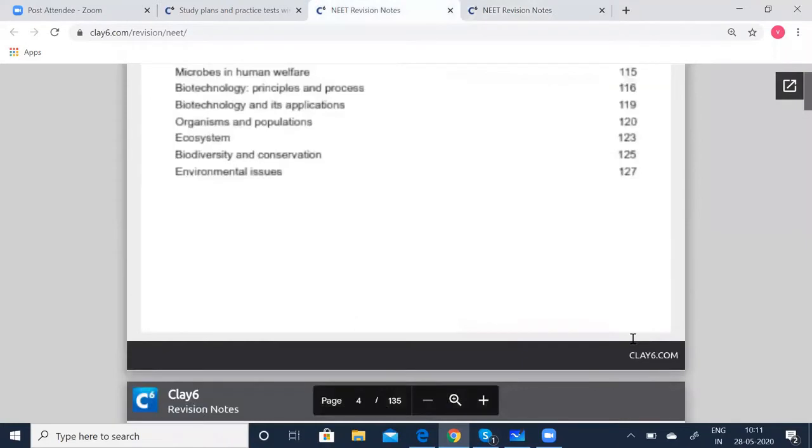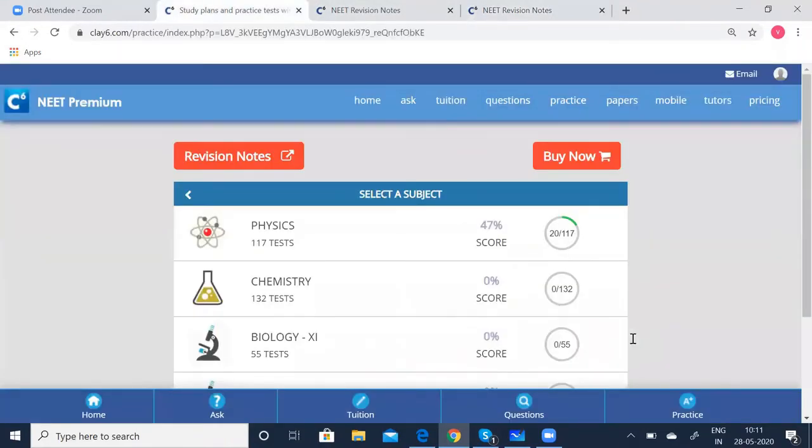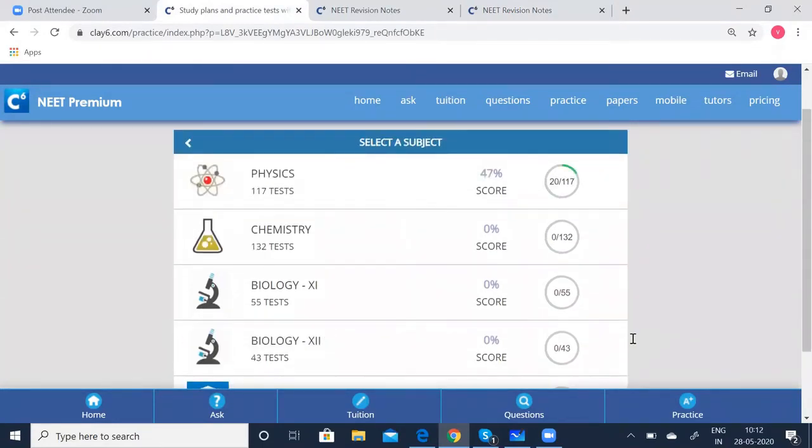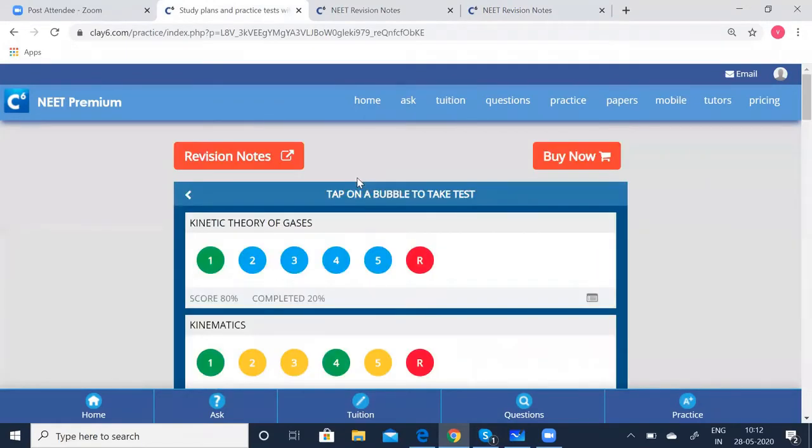Now we'll go to the test. We have tests for physics, chemistry, biology, and the NEET full tests also. We have around 117 tests for physics. We have chapter-wise tests. The blue bubble says you have not taken the test. The green bubble states that you have taken the test. Even if you have taken the test, you can take it any number of times. And R is a random test, and the yellow bubble says it is the incomplete test.